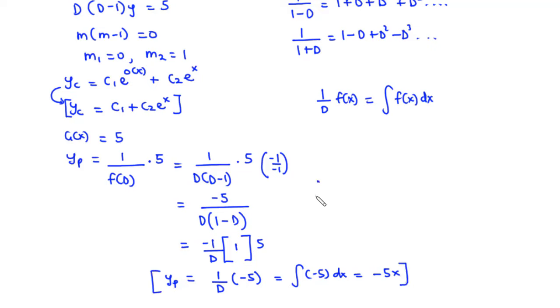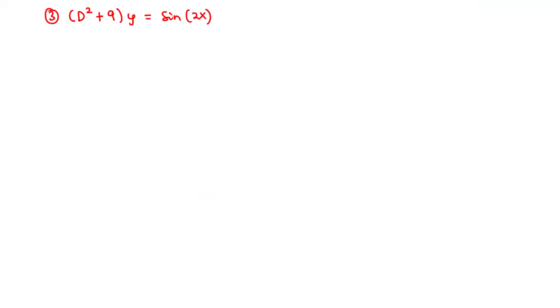Therefore, we have the general solution, which is y equals yc plus yp. We have yc to be c1 plus c2 e to the power x, minus 5x. Now let's move on as we solve the third example. Now let's solve example 3.